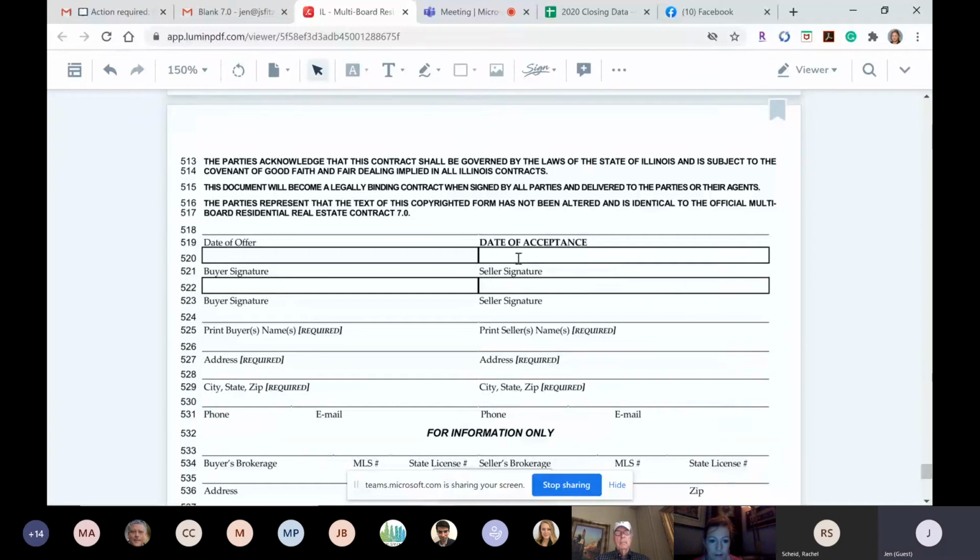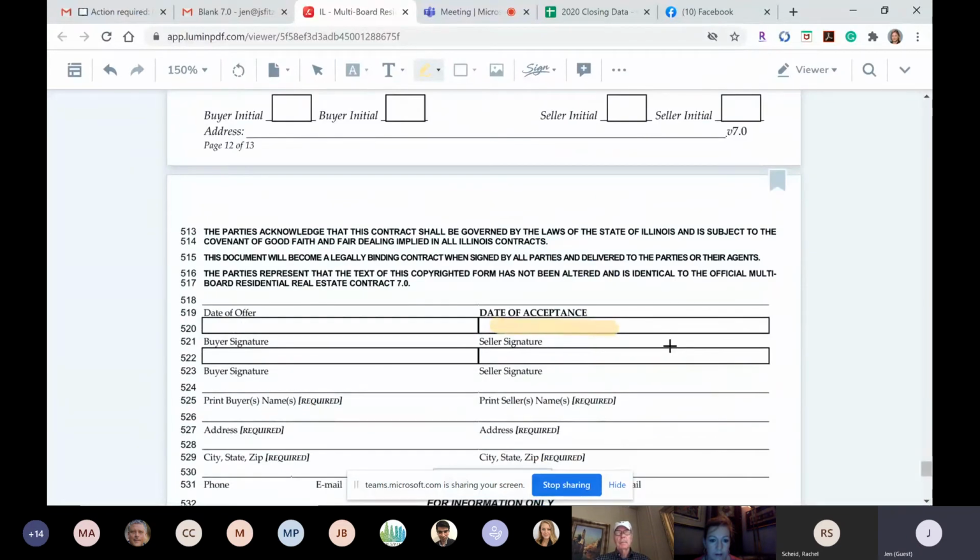All right. And then the date of acceptance. Once the seller signs that date of acceptance, that is the date that all these other timelines that we've been talking about go. So 5 business days for attorney review, 2 business days to get earnest money in. It's all based on that acceptance date.